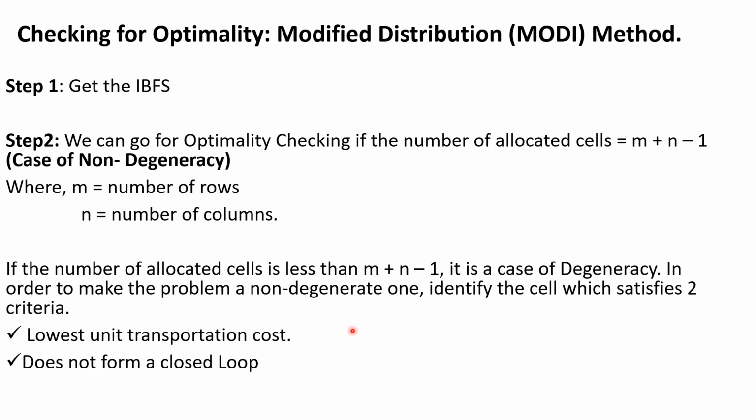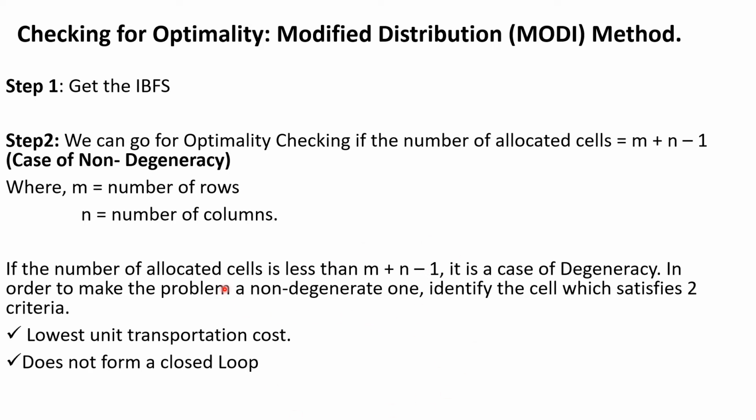This may be a little bit difficult for you to understand. Don't worry. In today's class, we are not going to discuss the degenerate problem. We are going to discuss a non-degenerate problem where the number of allocated cells equals m plus n minus 1. We will discuss the case of degeneracy in a separate video. So, just to start, we will take an easier case, that is a non-degenerate initial basic feasible solution, and see how to understand whether the solution is optimal or not. Okay, I hope you understand this.